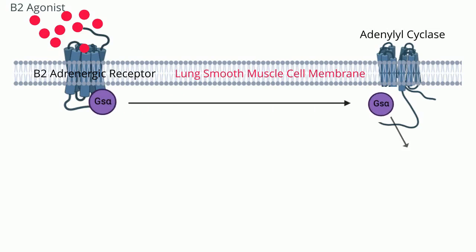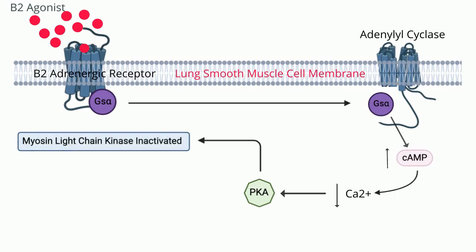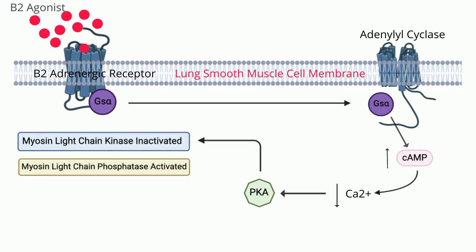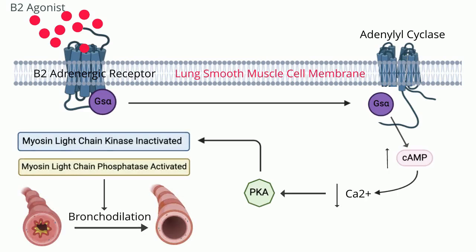Activation of adenylyl cyclase increases intracellular concentrations of cyclic adenosine monophosphate, or cAMP, which lowers intracellular calcium levels. This activates protein kinase A. Protein kinase A phosphorylates and inactivates the myosin light chain kinase and activates myosin light chain phosphatase, causing the smooth muscles lining the airways to relax, allowing for dilation of airways and increasing airflow.